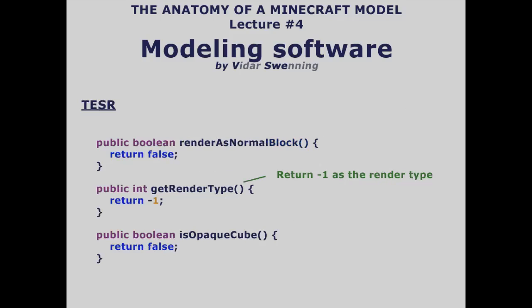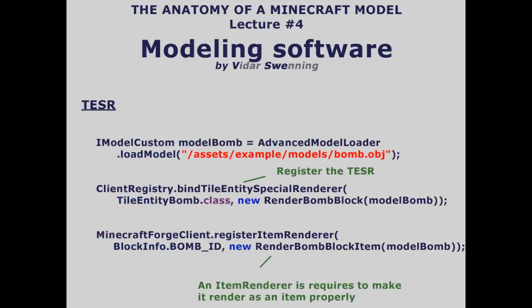And then when we work with the tile entity special renderer, we'll have to tell the block to not render by returning -1 as the render type. We set isOpaqueCube to false, so we'll make sure that the other sides render properly, and we also tell it that it's not a normal block anymore, like that.